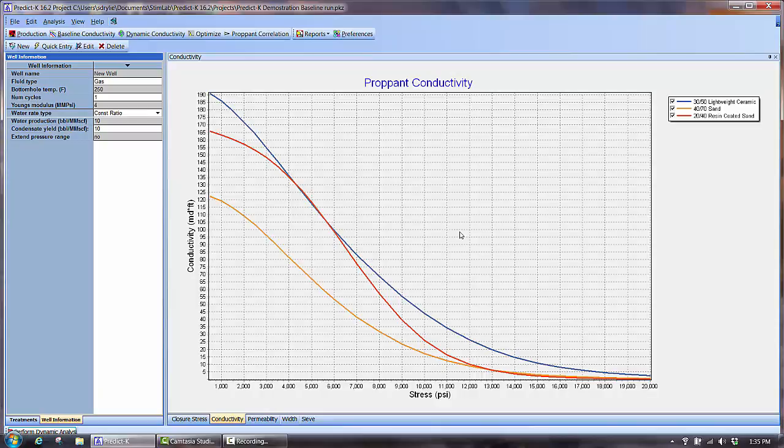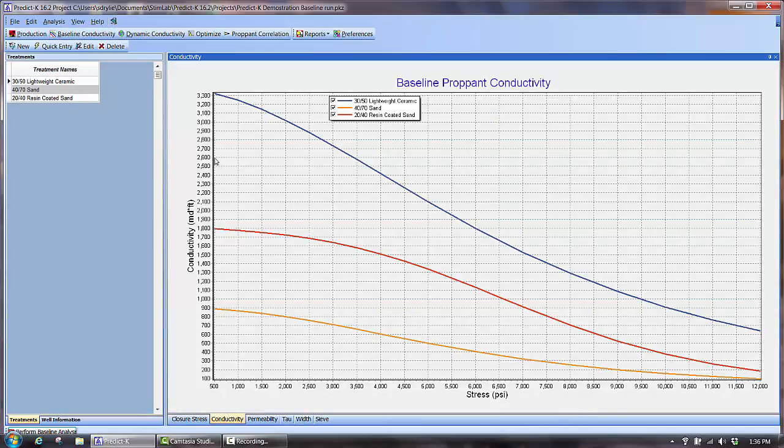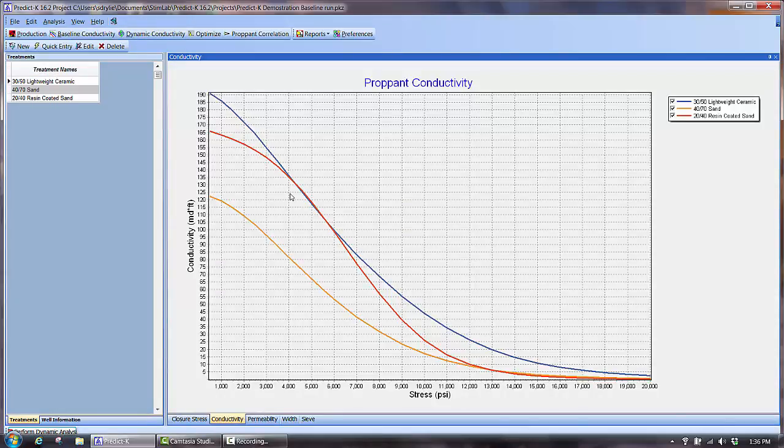The only difference is the final value, which is now much lower because of the additional factors being accounted for. When you compare the baseline and dynamic conductivities in this project, you'll notice that the baseline values peak at around 3,300 millidarcy feet, and the dynamic values are much lower, peaking at 190 millidarcy feet. This difference is in line with what has been reported in numerous SPE papers over the years. In fact, the values quoted in a number of those papers actually came from PredictK simulations.